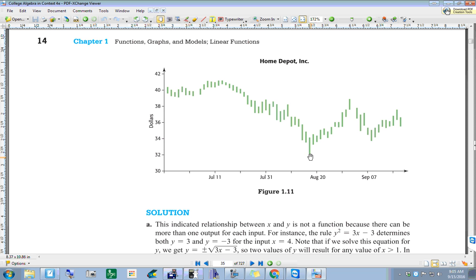I don't know. It looks like it went from like 32 to 34,000 or 32 to 34, whatever that is in dollars, right? Probably stock share price. So, is that a function? And the answer would be no. We got to have one specific answer for a specific input. Okay?